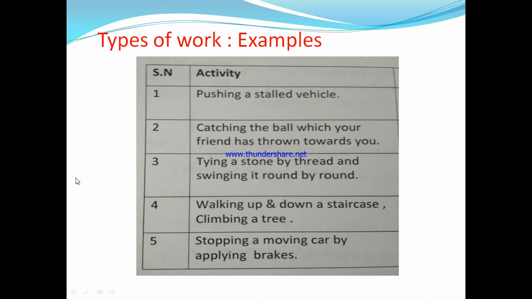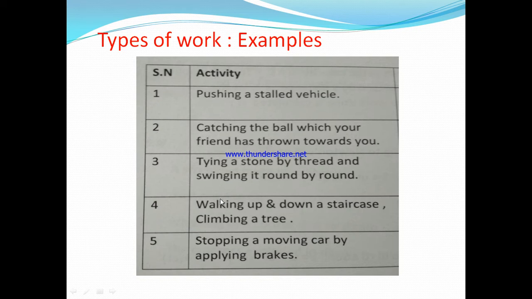And what is zero work? Zero work occurs in two conditions. If the force is applied and the object is not displaced at all, the work is said to be zero. Or if the force is applied and the displacement of the object takes place exactly perpendicular to it, it is called zero work.